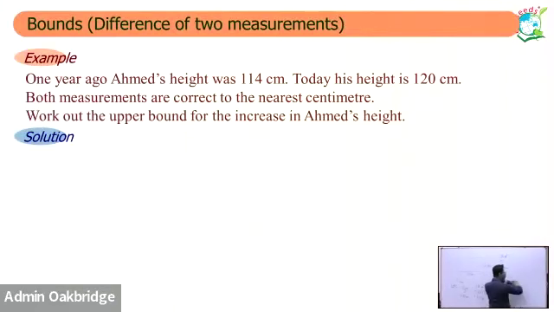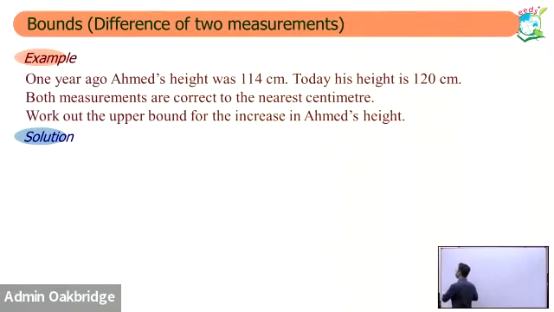And then we want the upper bound for the increase in IGMAT's height. Here I involve two measurements. One is today's height, and the other is the height from 1 year ago. So this involves two measurements, and when you get a difference, the upper bound for the increase in IGMAT's height is the difference between the current height and the height from 1 year ago.